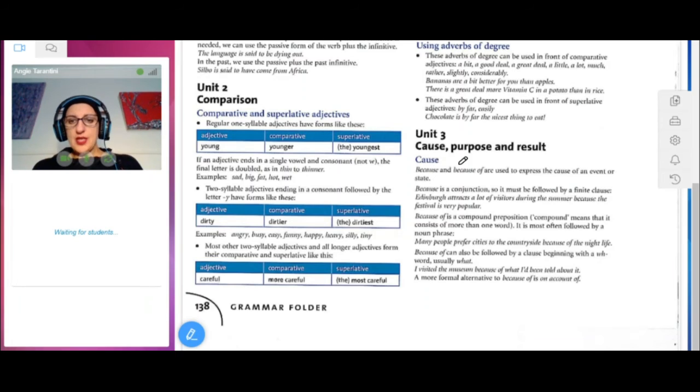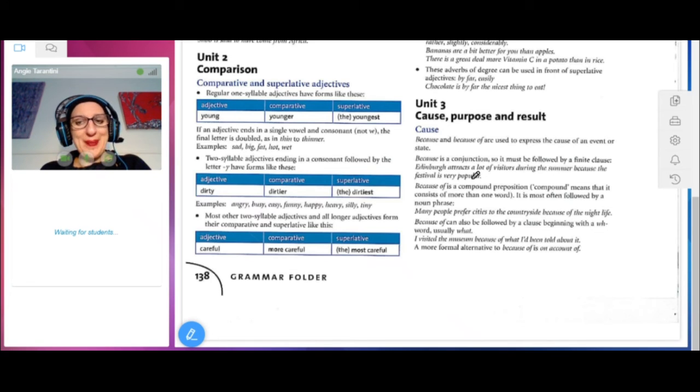Cause: because, and because of are used to express the cause of an event or a state. Because is a conjunction. What does that mean? That it joins two sentences together. So it must be followed by a finite clause. Edinburgh attracts a lot of visitors during the summer because the festival is very popular. Finite clause, subject with a verb.